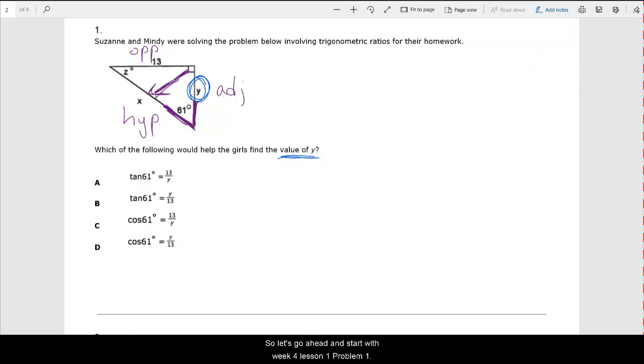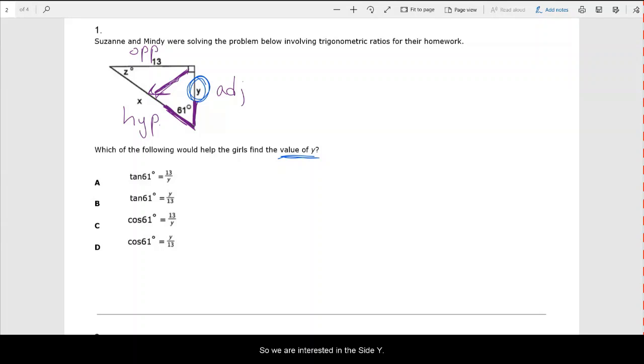So let's go ahead and start with week 4, lesson 1, problem 1. It says, Suzanne and Mindy were solving the problem below involving trigonometric ratios for their homework. Which of the following would help the girls find the value of y? So you see, I already have some notes here because I had helped you set this up in the previous video. If you haven't watched that video, I recommend doing that one first.